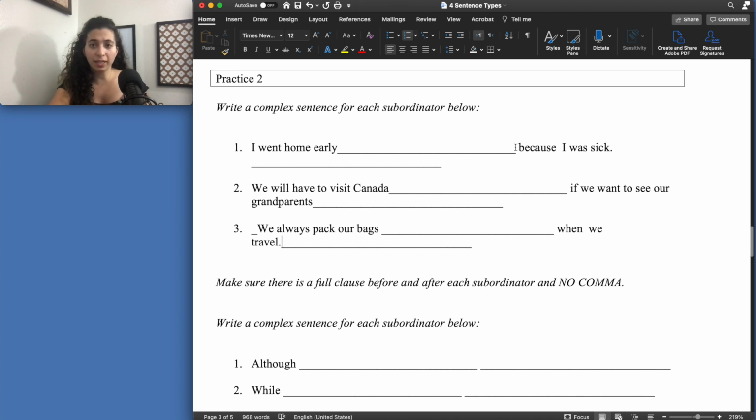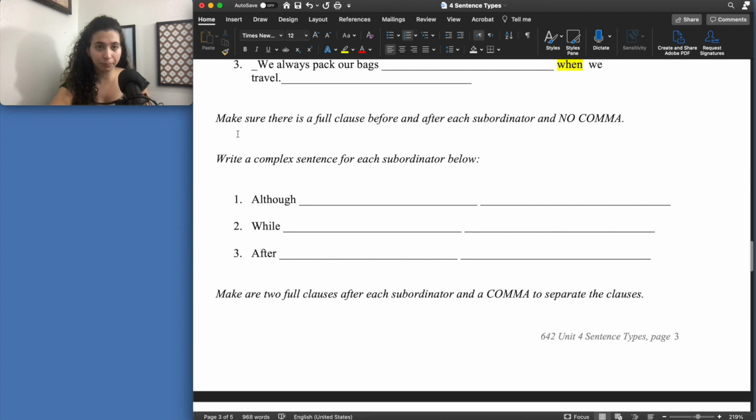So here we have these subordinators, right? Which were given to us, and we just have to connect them with two sentences. Okay, so notice again, if you take away the subordinator, it can stand by itself. I was sick. We want to see our grandparents. We travel, all right? But when we have the subordinator in front of these independent clauses, they become dependent clauses, so we cannot do that.